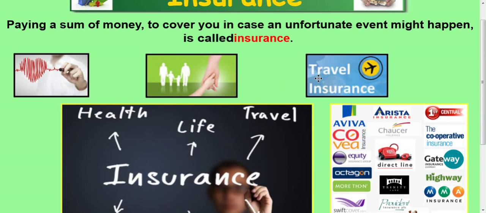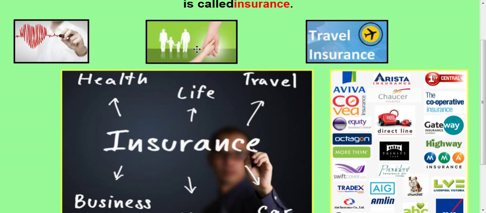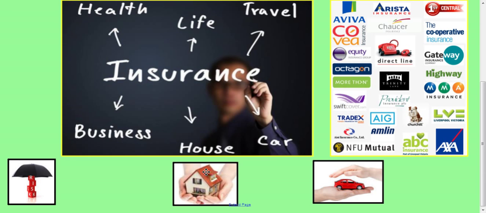That might happen when you're going on holiday, so you take travel insurance out. You can take health insurance out, life insurance out, in case something happens to you. What would happen to your family if you couldn't work anymore? House insurance, if something happened to your house, it flooded and you couldn't afford to fix it all. Car insurance, business insurance if you own a business. There's loads of different types of insurances.